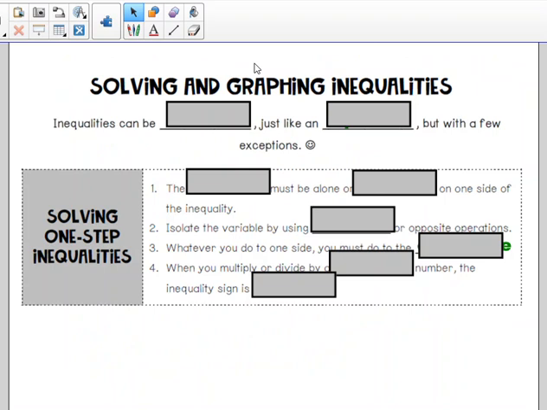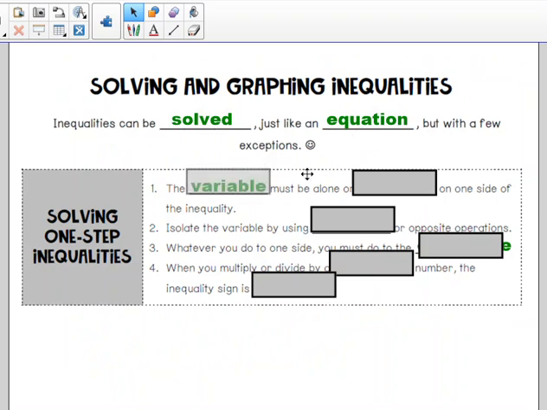So let's go ahead and get started now, solving and graphing inequalities. Well, inequalities can be solved just like equations can be, but with a few exceptions. So if you remember in a previous lesson, we were solving one-step equations, and there was a few steps that we kind of learned to make that happen. Well, this is the same kind of thinking. We're going to solve them just like we did equations.